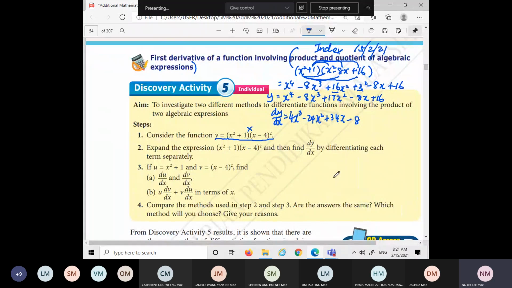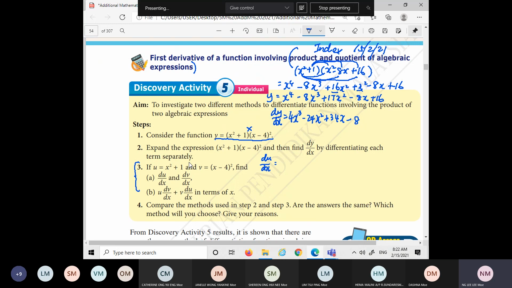Okay, we come back here. Now we try this. This one, the number 3. You set the first expression as u, and then you set the second expression as v. Okay, and then you differentiate it. You differentiate u with respect to x, you differentiate v with respect to x. So I differentiate the first expression, du dx.